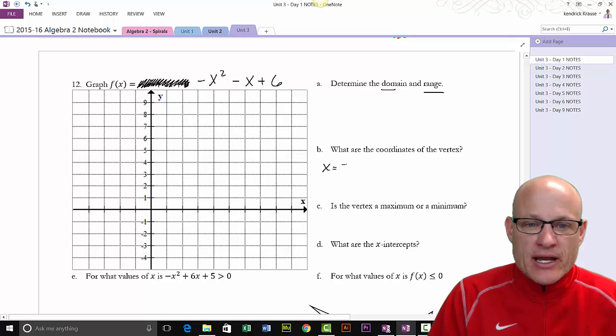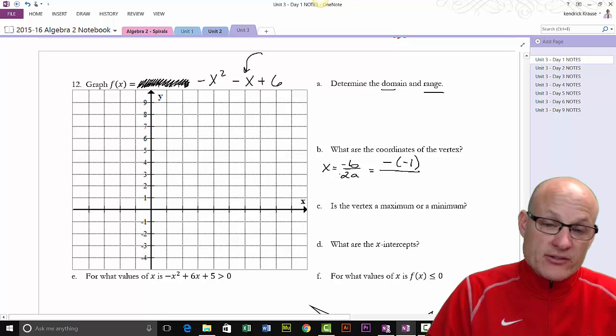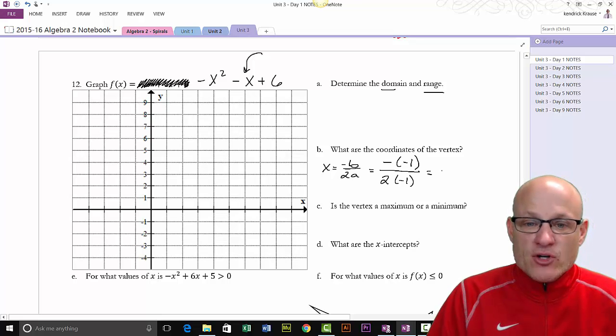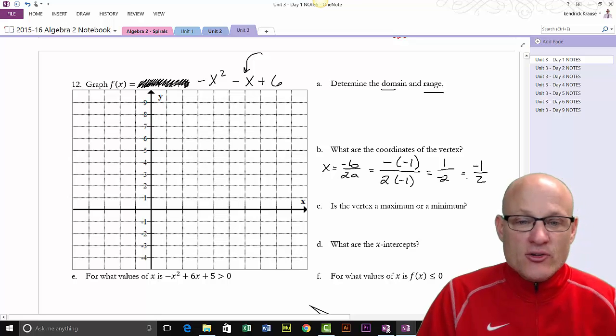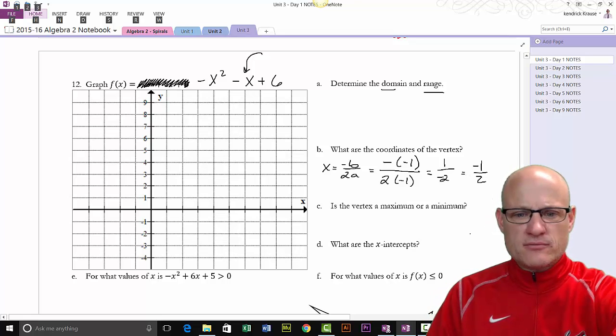So x equals negative b over 2a. So this is negative 1. Remember, there's a 1 right there. In this case, it's a negative 1 all over 2 times negative 1. So my axis of symmetry is positive 1 over negative 2, which is really just negative 1/2.